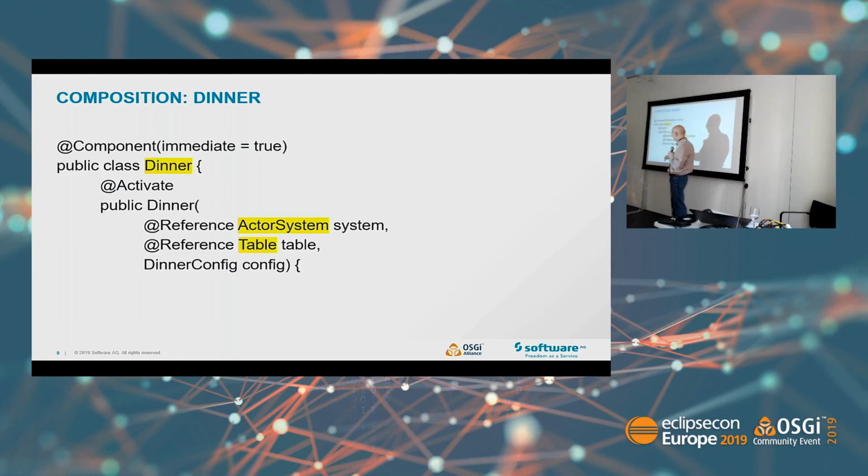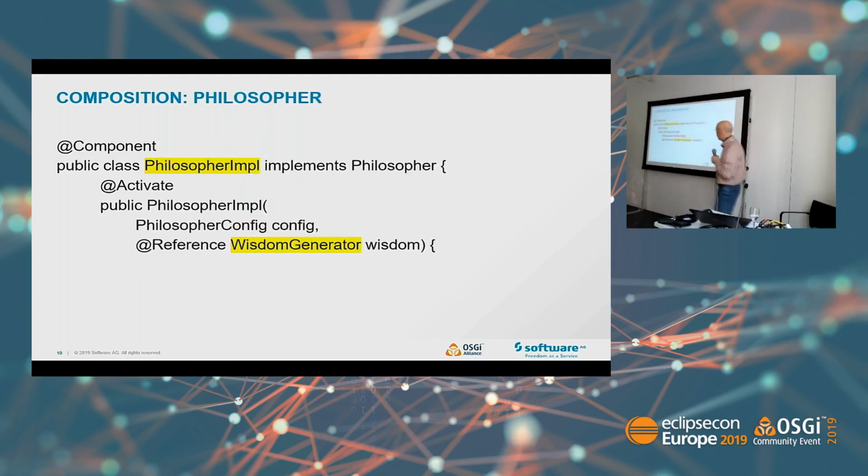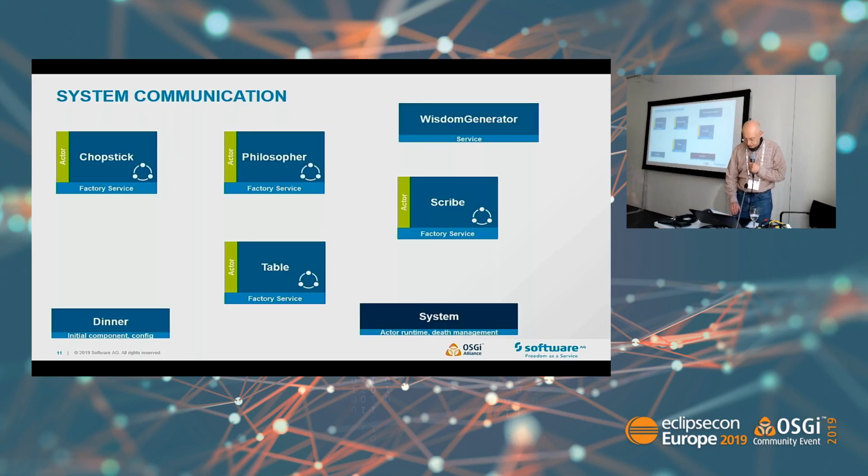That's the supporting libraries and the service that will give it the table actor. And in a similar way, the philosopher implementation of the actor service, which is an actor, also gets the wisdom generator, for example, injected, just as a normal OSGi service for consumption during the message processing. So that's all done through plain OSGi means.